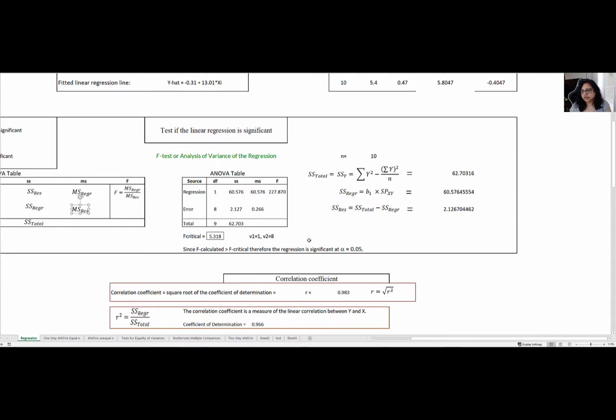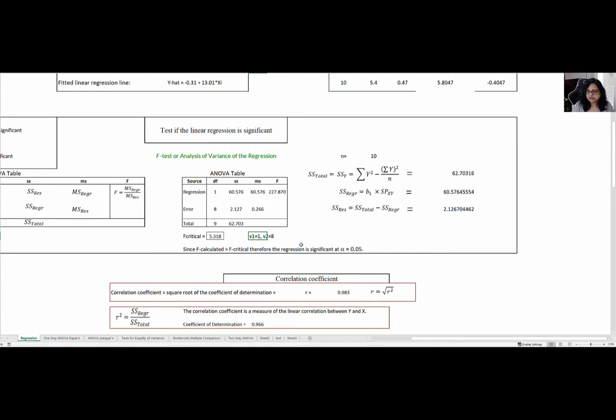MS residual, that's what we call that. So we will be using all of them. For finding whether the regression is significant or not, we need to find the F critical value. You can use any level of significance, usually 0.05. That's what I used, and the degrees of freedom come from the ANOVA table, 1 and 8. So using 1 and 8, I found the F value would be 5.3.